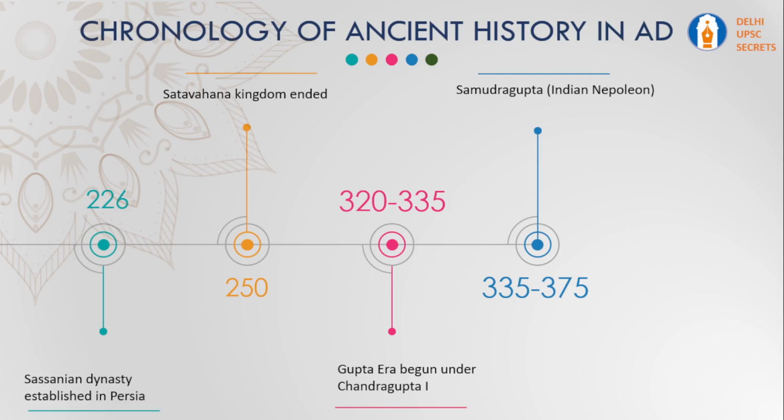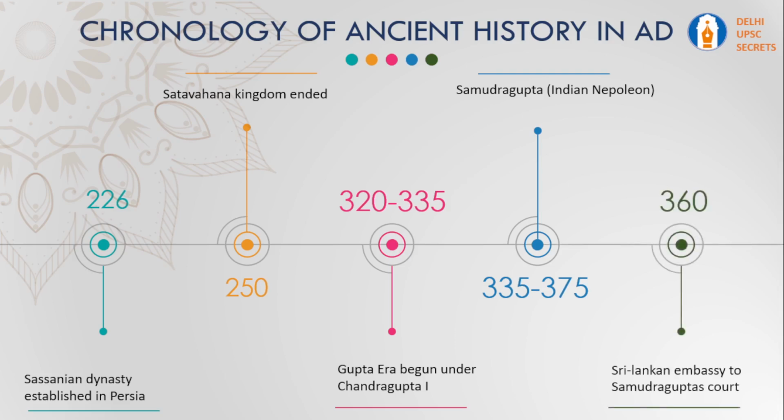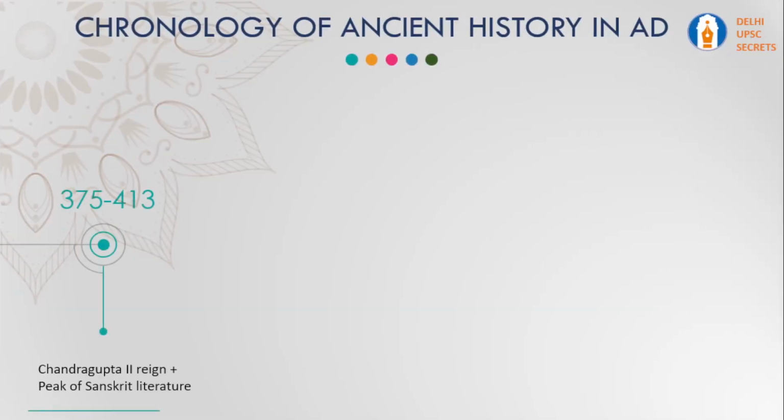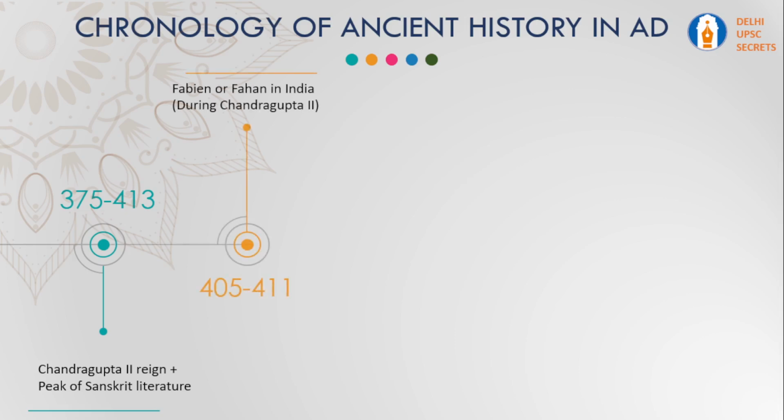335 to 375 AD is the reign of Samudragupta, who is also called the Indian Napoleon. Then in 360 AD, a Sri Lankan embassy comes to Samudragupta's court. Next, 375 to 413 AD is the reign of Chandragupta II, and it was the peak of Sanskrit literature. During the reign of Chandragupta II, the arts, science, everything flourished.